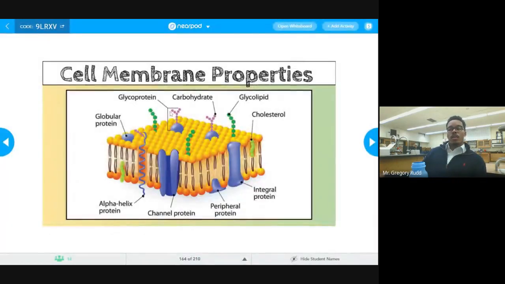Now, if you're interested in knowing what these things actually do in the cell membrane, you can take AP Biology, where we do talk about these more in depth. But for now, the only two that we need to know: carbs are like antennae. These carbohydrates stick out and they help to identify the cell. They talk to other cells. They say, hey, this cell is in charge of doing this, or this cell is tasked with doing this. And then channel proteins. These are tunnels. As we can see here, this is a tunnel that's going to allow things to go in and out of the cell.